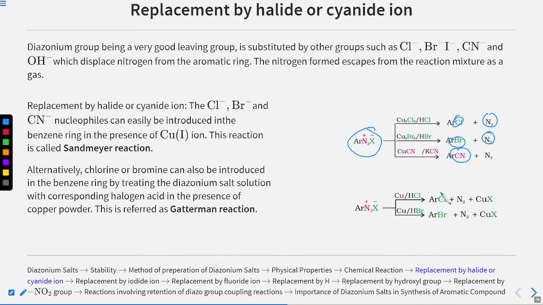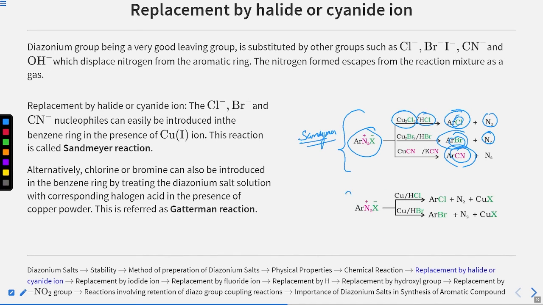First of all, let us look at the first class of reactions given here. What are we doing? We are taking a salt of copper and treating it in the presence of HCl. It will give the corresponding chloride, bromide, and cyanide. Clear? All these reactions are called Sandmeyer reactions. You must have studied these, Sandmeyer reactions.